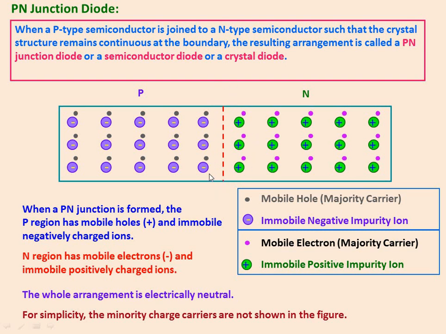We will discuss this in detail later, and we will also speak about the mobility of all these. See here, when a PN junction is formed, this is the common point. The P region has mobile holes and immobile negatively charged ions, and similarly the N region has mobile electrons and immobile positively charged ions. In yesterday's structures, when we discussed P type and N type, those are the conditions we got.